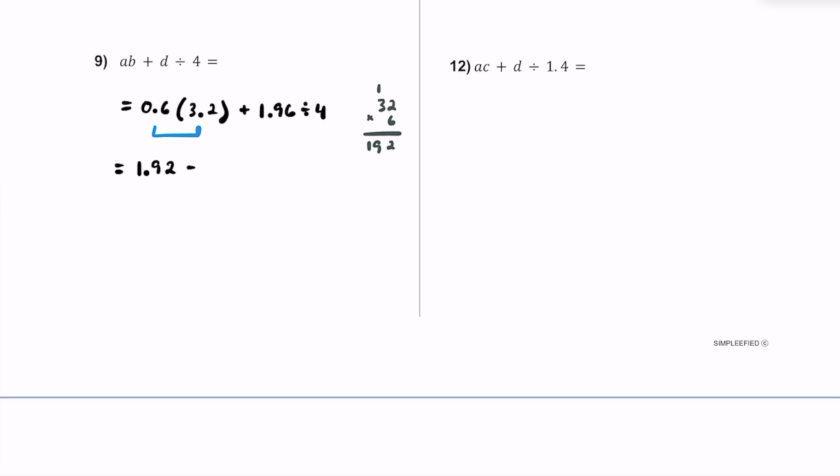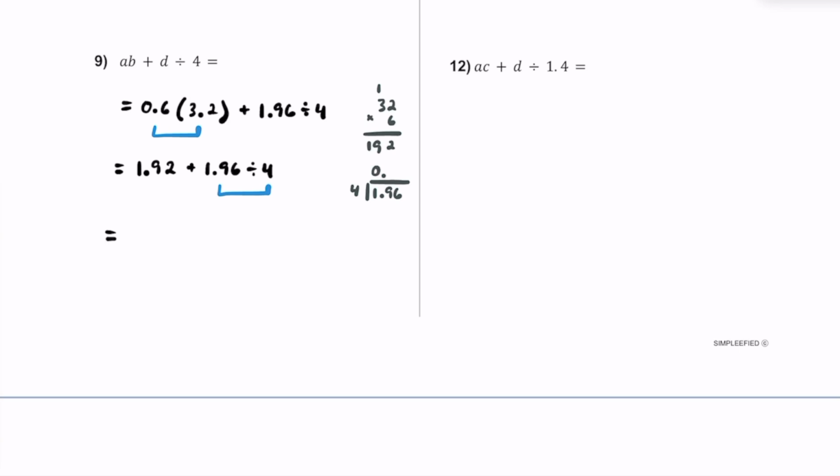1.92 plus 1.96 divided by 4. Okay, so next let's go ahead and take care of this division. So let's see here. We have 1.96 divided by 4. So this is not too bad because the decimal's inside the dividend here. So let's see, we're going to get 0.